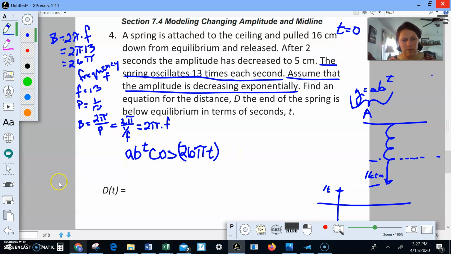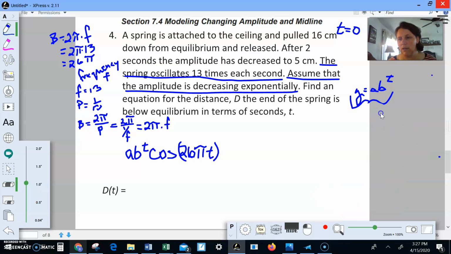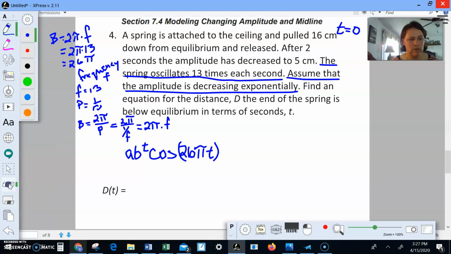Now what we have to do is figure out what a and b are. Let me give myself a little bit more room here. And we are going to get rid of all this. And now we're going to use this side over here to solve our equation. So our amplitude is going to be in the form of a times b to the t. Now they give us all of this information. This whole first two sentences are dedicated just to our amplitude.